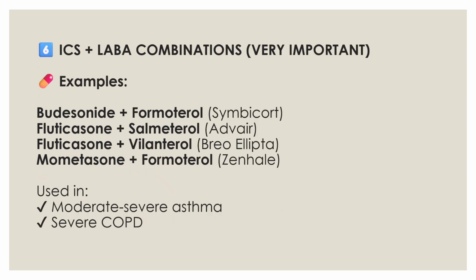Okay. So the sixth category is ICS plus LABA combinations, which is very important from the exam point of view. Example is budesonide plus formoterol, Symbicort, that is a brand name. Fluticasone plus salmeterol, Advair. Fluticasone plus vilanterol, Breo Ellipta. Mometasone plus formoterol, Zenhale. They are used in moderate to severe asthma and in severe COPD.